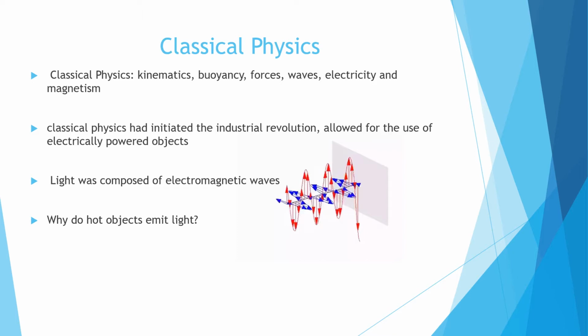During the 1800s, classical physics had initiated the Industrial Revolution, allowed for the use of electrically powered objects, and led to the realization that light was composed of electromagnetic waves. With more resources available to science, physicists wanted to try and understand why hot objects emit light. Although this seems simple, classical physics could not explain the phenomenon.